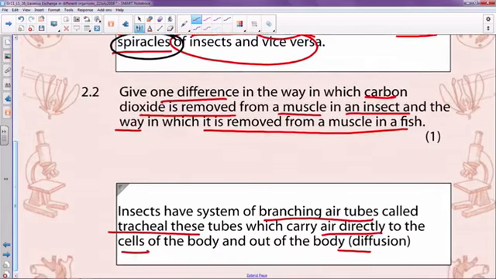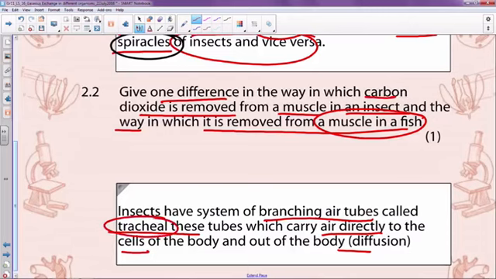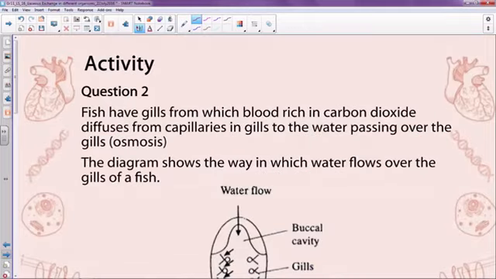When we look at fish, you'll find that fish have blood capillaries that carry the gases directly to the muscles, and through the blood system, the gases diffuse into and out of the muscles. Whereas in insects, they have tracheal tubes that carry the air directly to the cells, and hence there is an absence of a capillary network or blood transportation system in insects. Cool. Let's look at the next question.